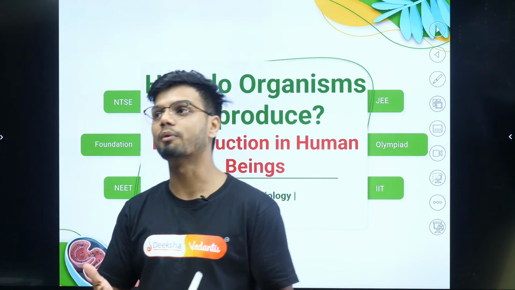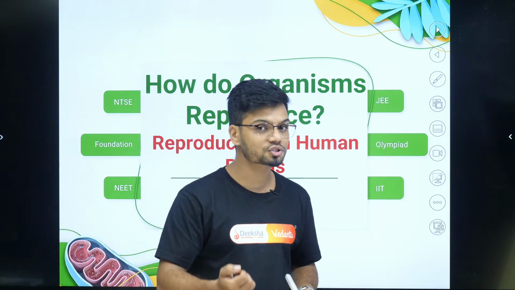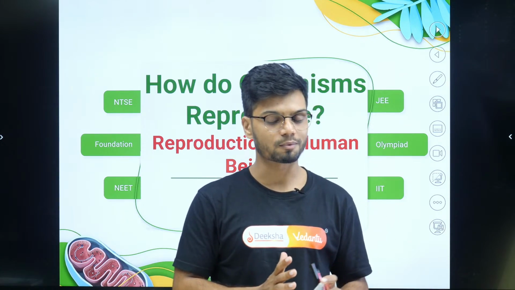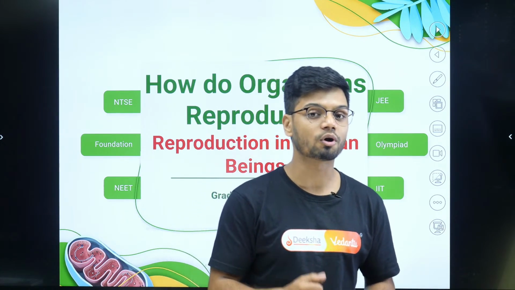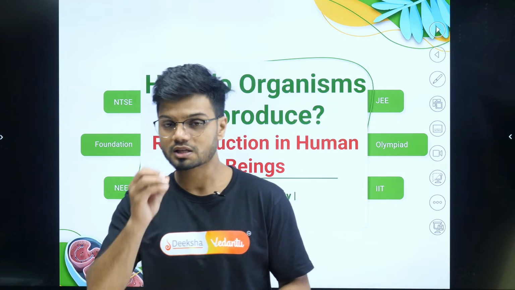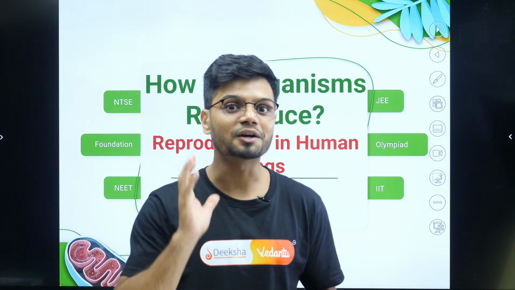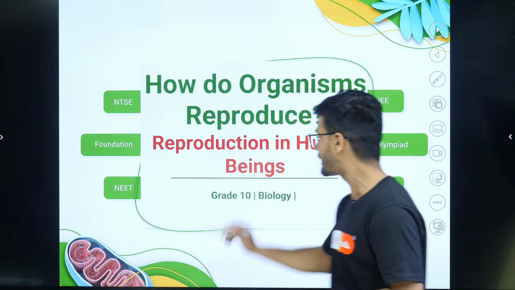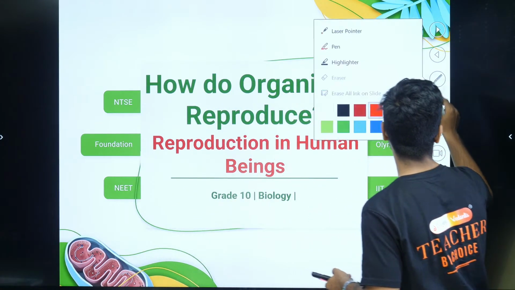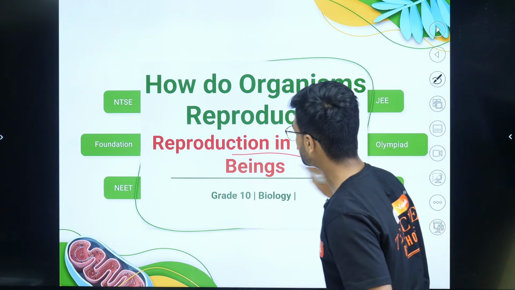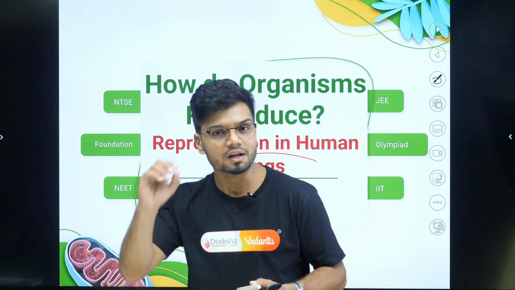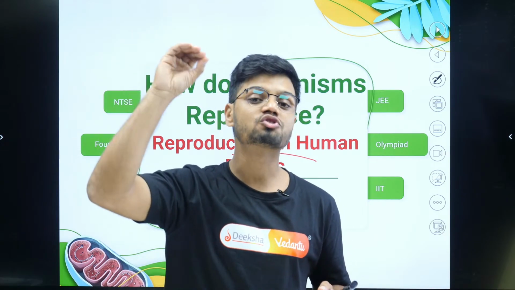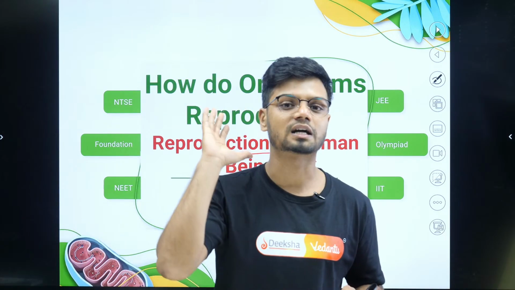In part 1 we spoke generally about what is reproduction and we learned about asexual reproduction. In part 2 we learned about sexual reproduction, specifically plant reproduction. Today in part 3 we learn reproduction in humans, complete reproduction in humans, from the little small basics to the most advanced topics such as spermatogenesis and oogenesis. I will cover it completely today.